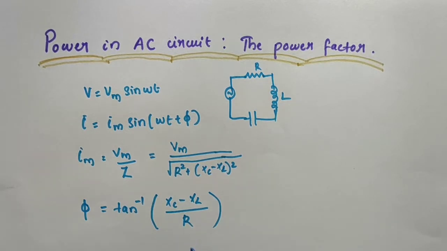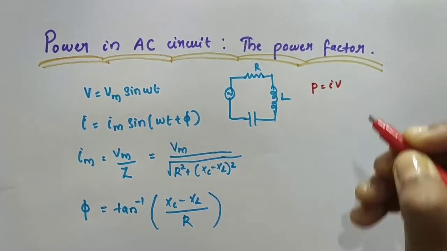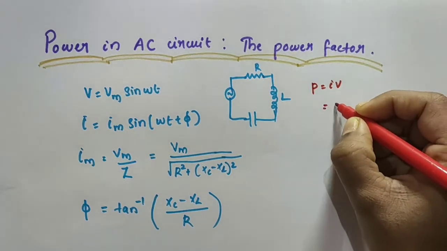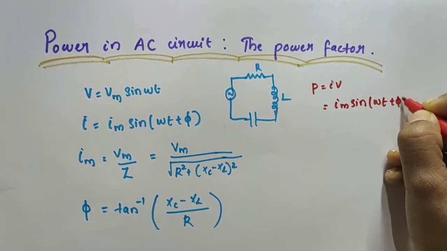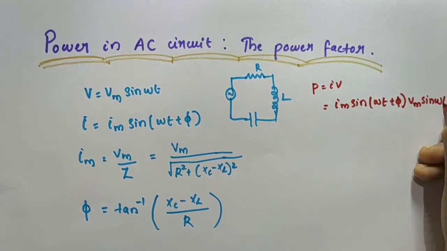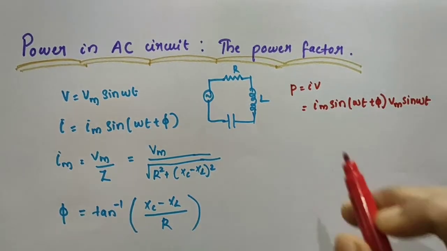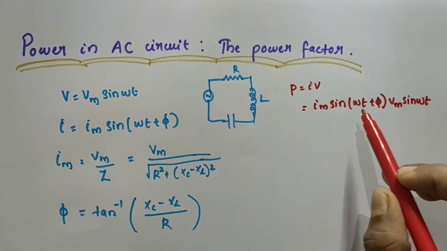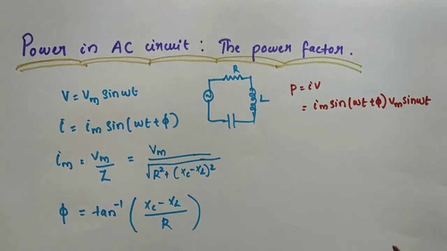Now, what will be the instantaneous power supplied by the source? We have this equation, P equal to I into V. What is that I? Im sin of omega t plus phi. Then V is what? Vm sin omega t. So, instantaneous power P equal to I into V, where I is Im sin of omega t plus phi and V is Vm sin omega t.